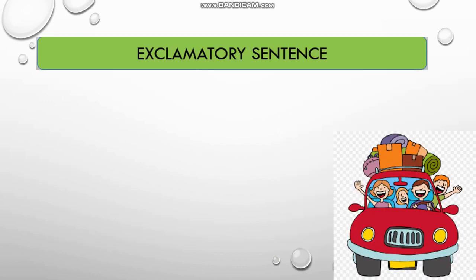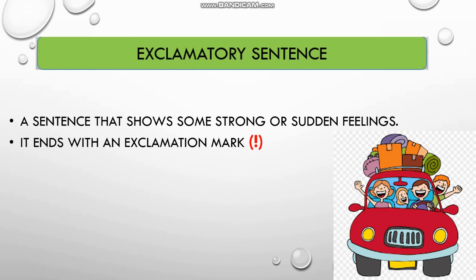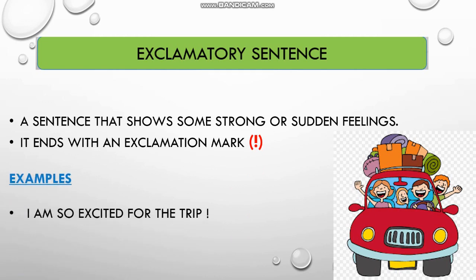What is an exclamatory sentence? A sentence that shows some strong or sudden feelings. It ends with an exclamation mark. Let's look at some examples. I am so excited for the trip! The exclamation mark here shows that they are very excited for the trip, as you can see in this picture. Today I am happy! The exclamation mark here shows that they are very happy today.